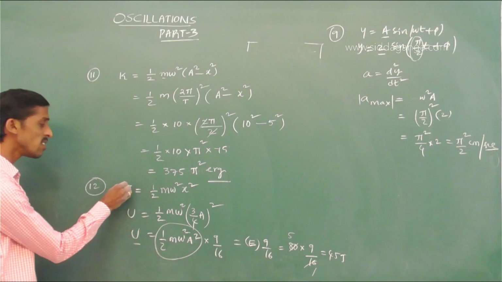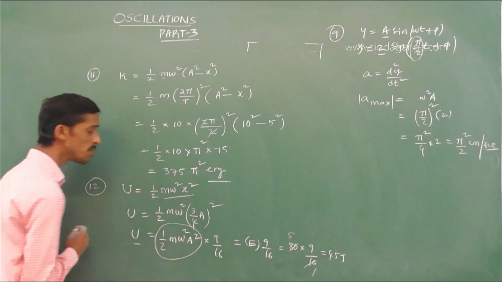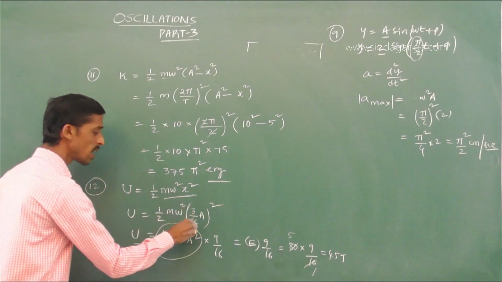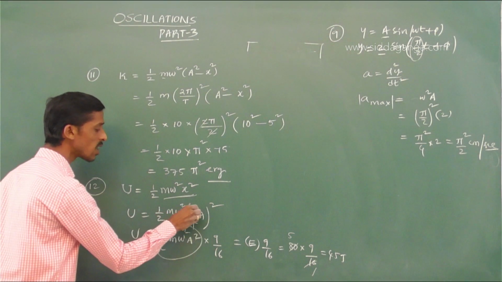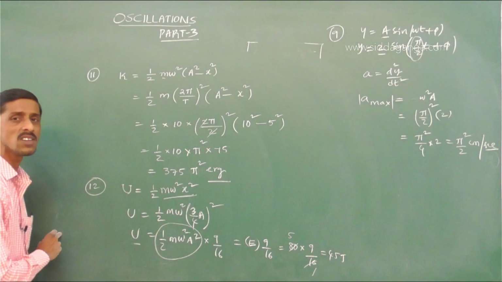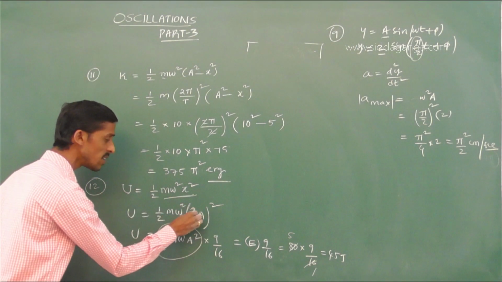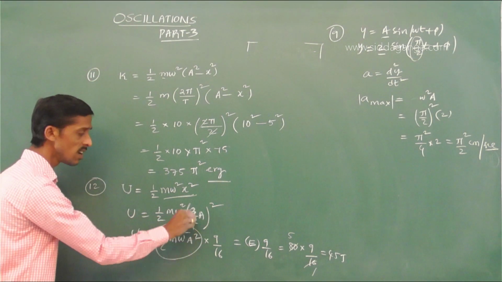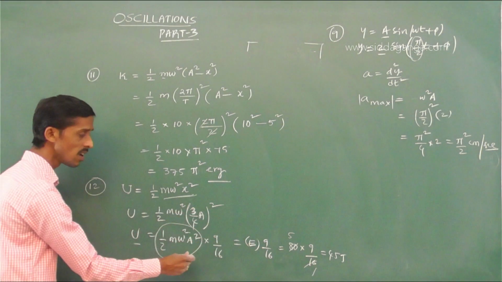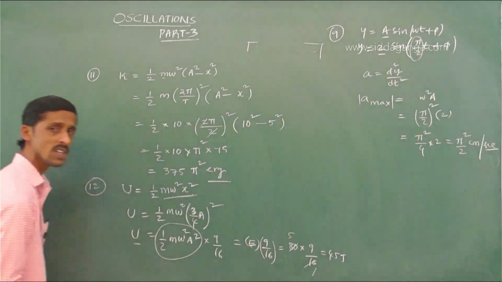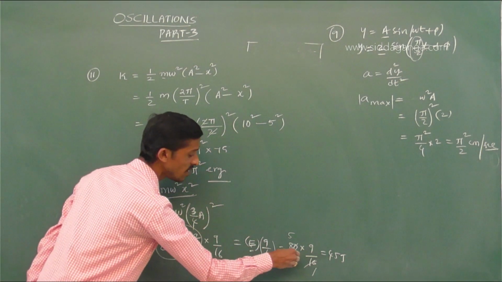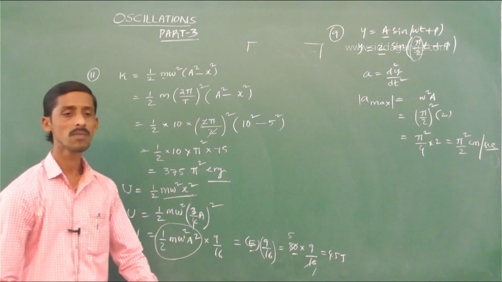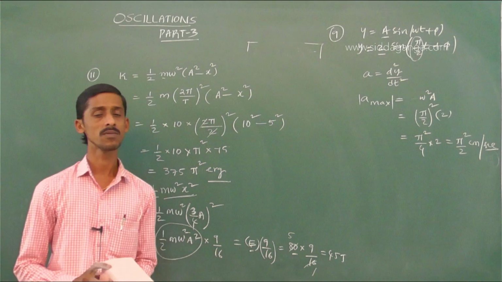So potential energy equals half m omega square x square, the general formula. We put the value of displacement at the position asked, 3/4 of the amplitude. Half m omega square a square is total energy, and 3/4 squared is 9/16. So 9/16 times of total energy. Total energy is given as 80 joule. 80 times 9/16 is 45. Next question.